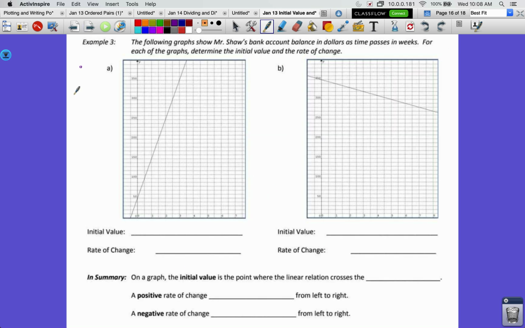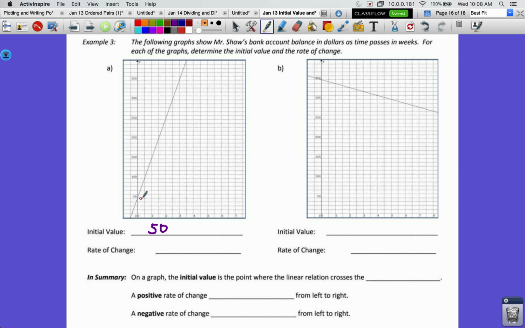All right. The following graphs show Mr. Shaw's bank account balance in dollars as time passes in weeks. For each of the graphs, determine the initial value and rate of change. So initial value, where we cross the y-axis. This one, it looks like it crosses at 50.